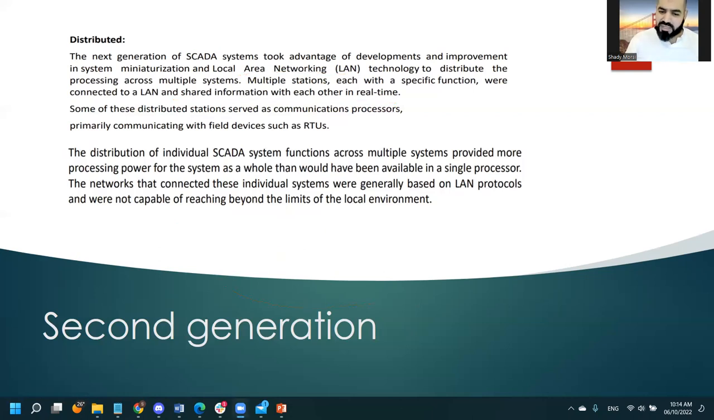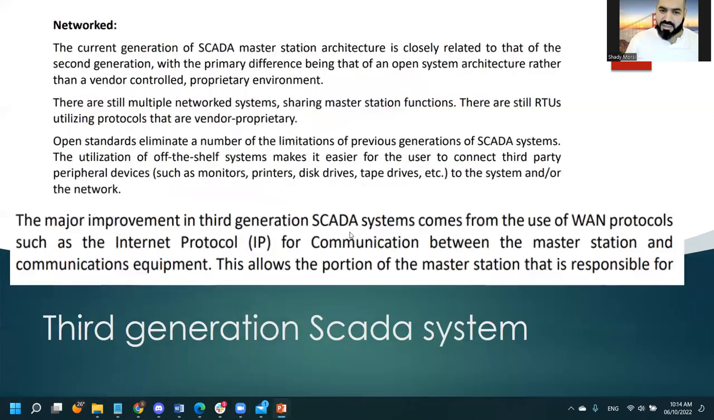So now we come to the third generation. The third generation is back in the 90s, okay? And this is what we called networking. And that's what takes us to what is SCADA, which is what I really wanted to explain to you guys now, because the word SCADA is different than the DCS.